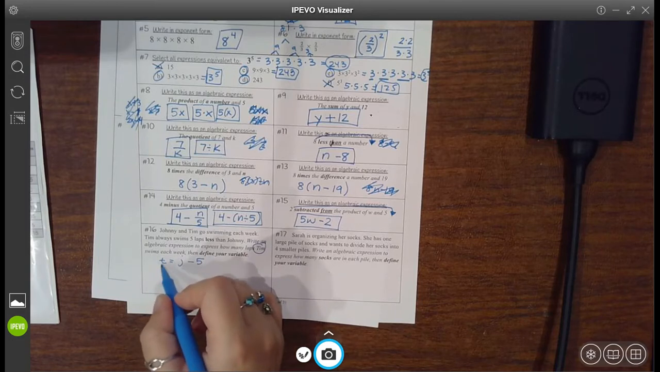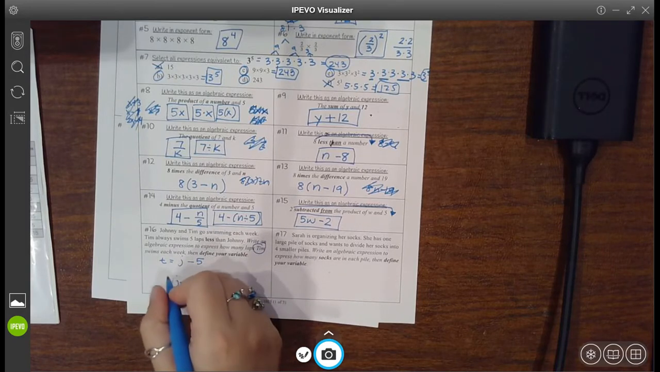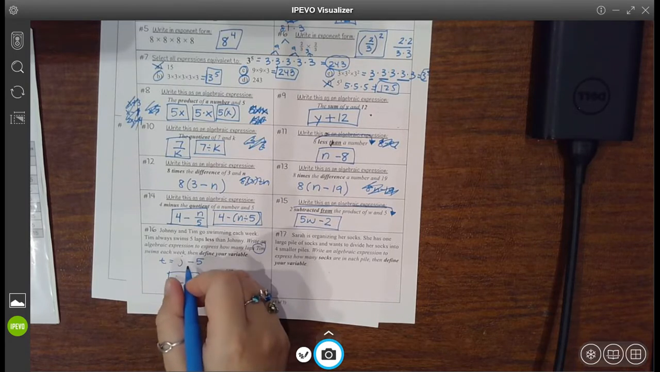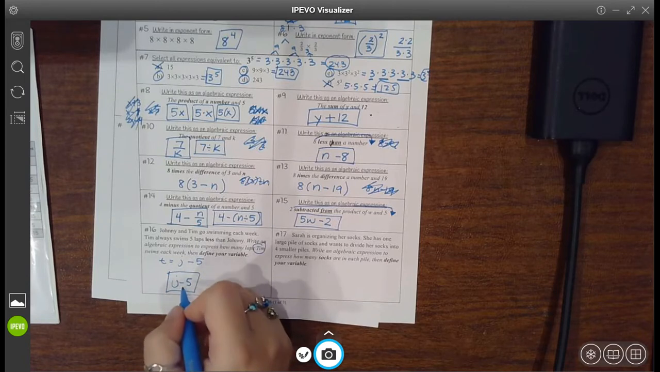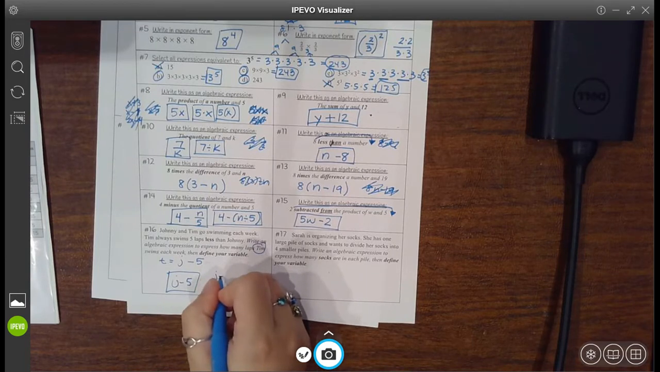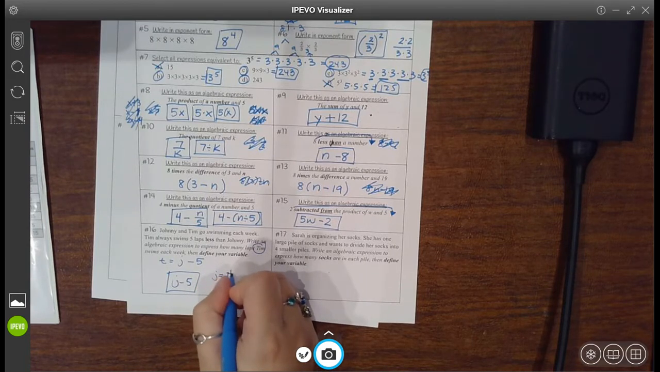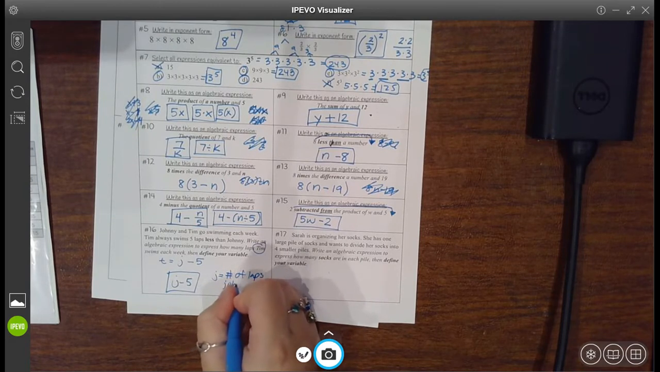So I'm trying to do Tim. Okay, well, this is representing Tim. It's J minus 5. Now, actually, this is the correct expression. This is not, because this is an equation, and it said it didn't want an equation, it wanted an expression. What's my variable? That's what it means by define your variable. J stands for the number of laps that Johnny swims.